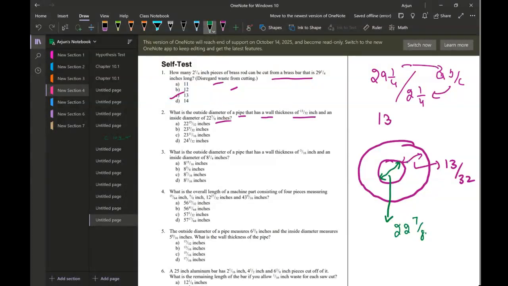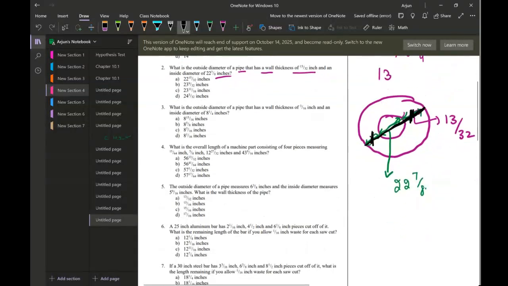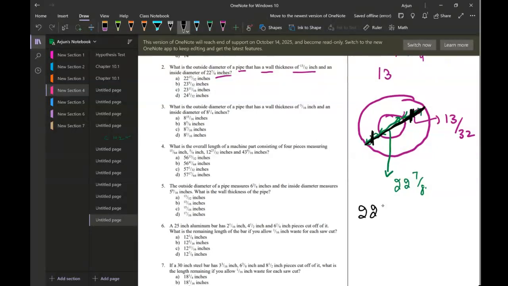So you will add the wall thickness twice to get the outside dia, because this is the total outside dia. This is the outside dia. So we are adding the wall thickness twice. Once you write the numbers, they will be like this: 22 7/8 plus 2 times 13 over 32, and that's going to give you the answer as C, this one.